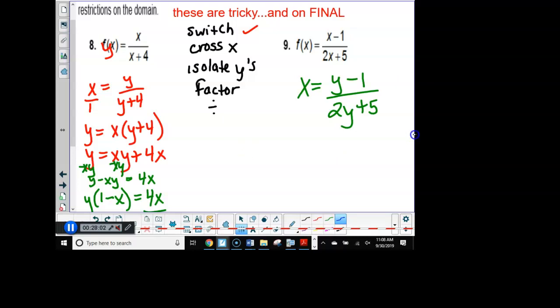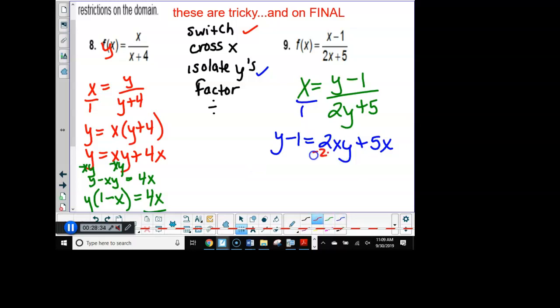What'd you get when you cross multiplied? Anybody have something at that step? Good job. So y minus 1 times 1. And if you wrote them on the opposite sides of the equal sign, guys, it doesn't matter. But what do I need to do to isolate the y's now? It means I need all the y's on one side and everything that doesn't have a y on the other side.